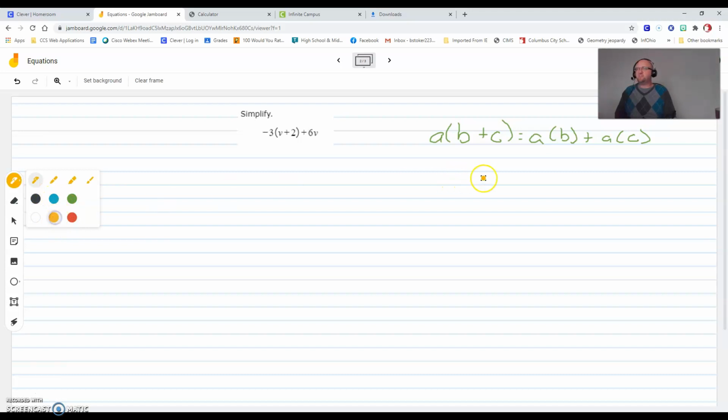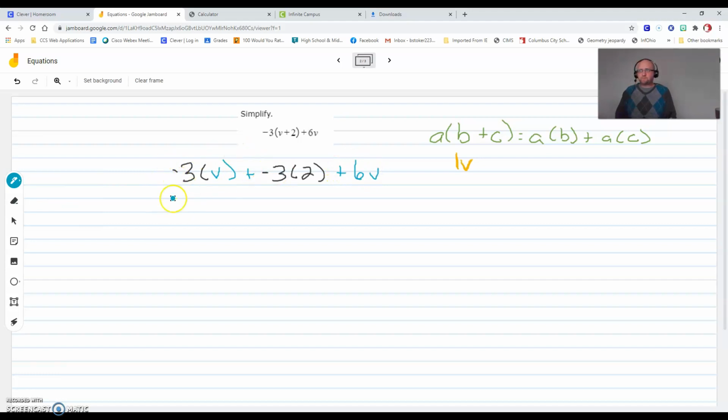One quick thing, just in case you didn't remember, that v that's out there, if there's no coefficient in front of a v, that's a 1. A lot of people forget that. So what we really have now is we're going to do negative 3 times, I'm going to use blue for v's, v plus negative 3 times 2. Since those are constants, I'm going to keep those black. And then I'm still in blue for v, so plus 6v, right?